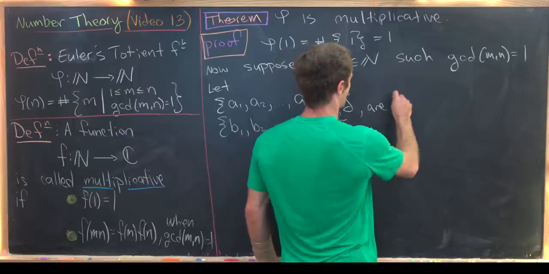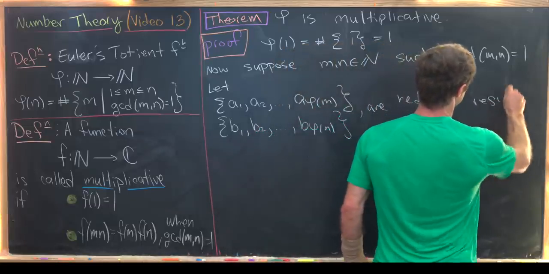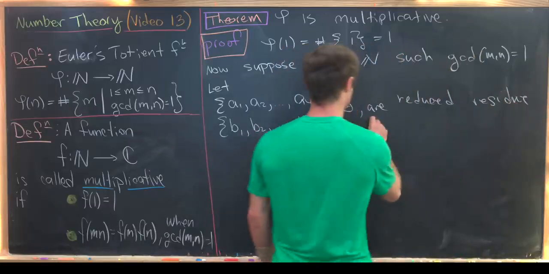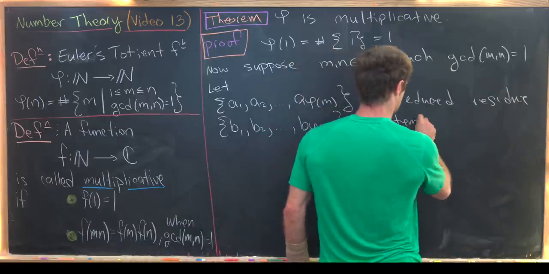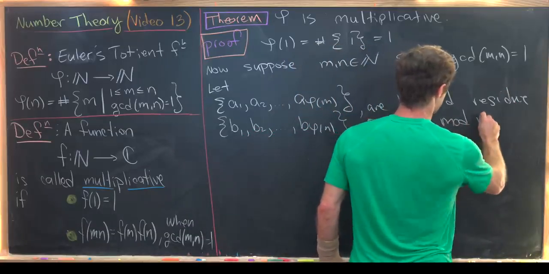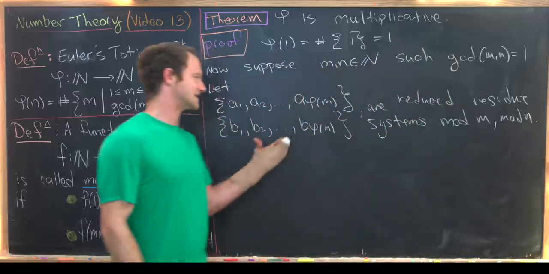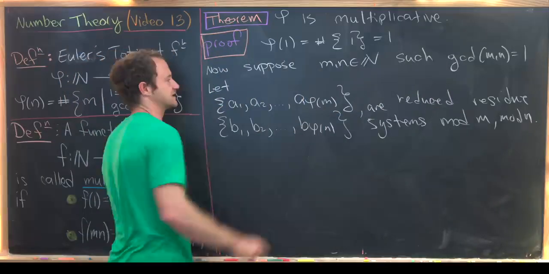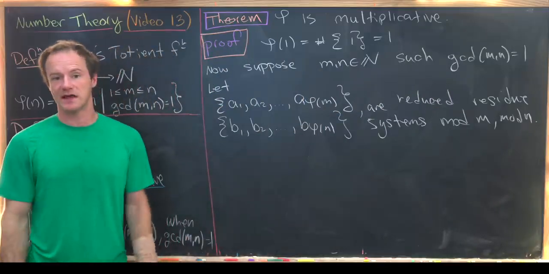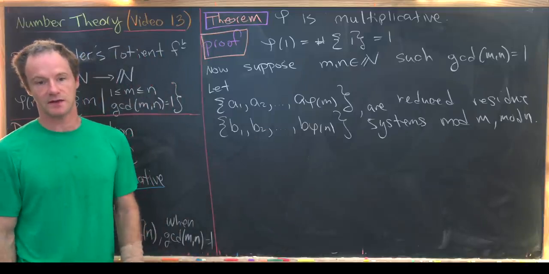So these are reduced residue systems mod m or mod n, kind of as the context dictates. So obviously this first one is going to be a reduced residue system mod m, and this second one is a reduced residue system modulo n.